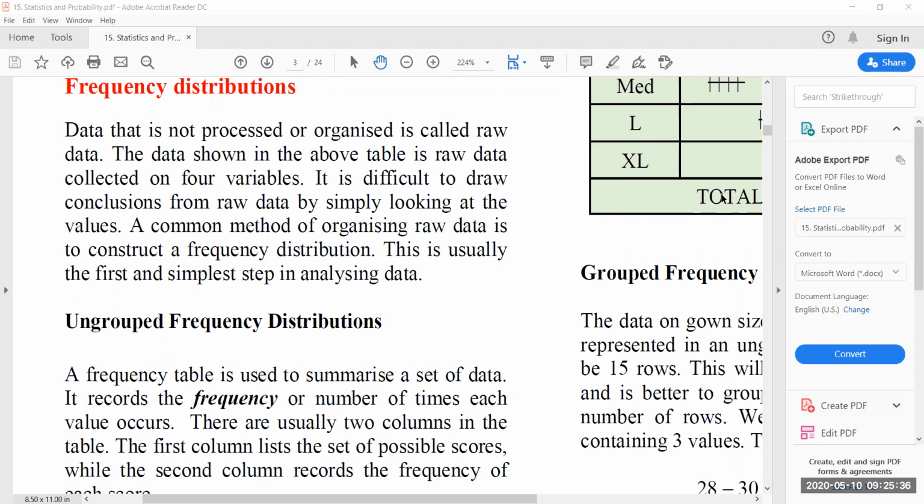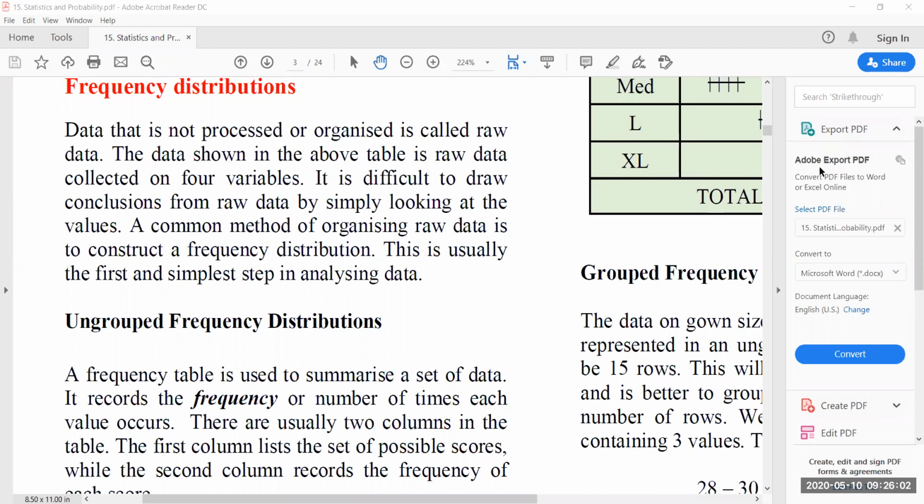So let's deal with frequency distributions now. Data that is not processed or organized is called raw data. So obviously when you go to collect data, let's say some of you were doing your SBA, those of you who are actually in school and doing your SBA, right? You would have collected data from the population that you would have been studying, the sample that you've been utilizing, right? Now the data that you collect there, that's raw data.